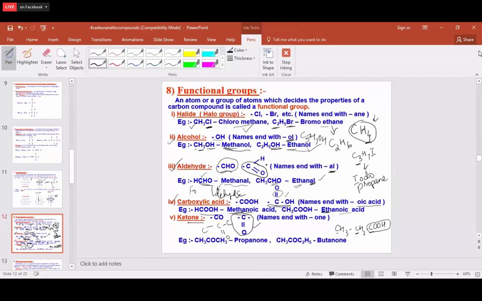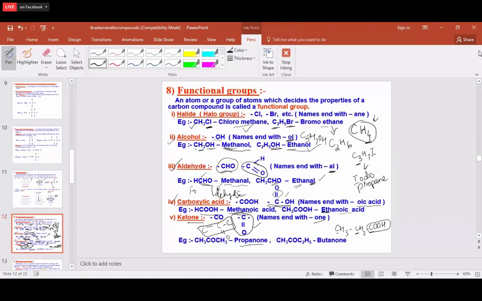So here it is a CHO. Hydrogen should come. If the hydrogen is coming, we call it an aldehyde. So if the C double bond O is making a bond with two different carbon atoms, that we call a ketone. So it's an "one" ending. It needs three carbon atoms at least, because we cannot substitute with the hydrogen. If we are substituting it with the hydrogen, it becomes an aldehyde. So there is no methanone or ethanone. So it's starting from the propanone.